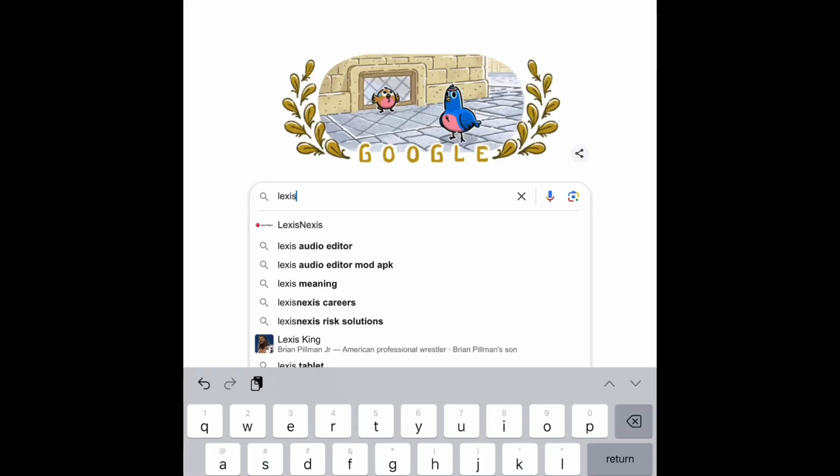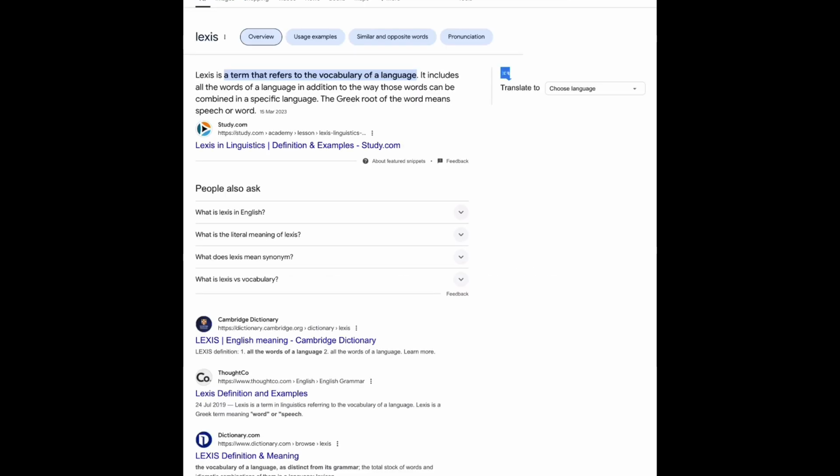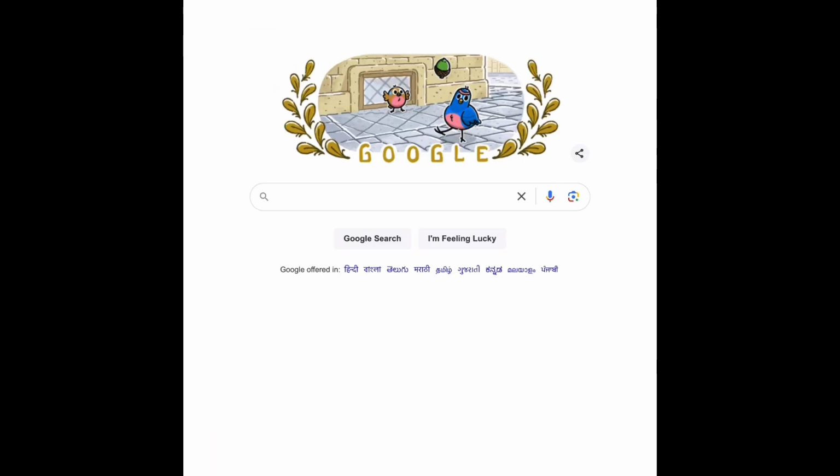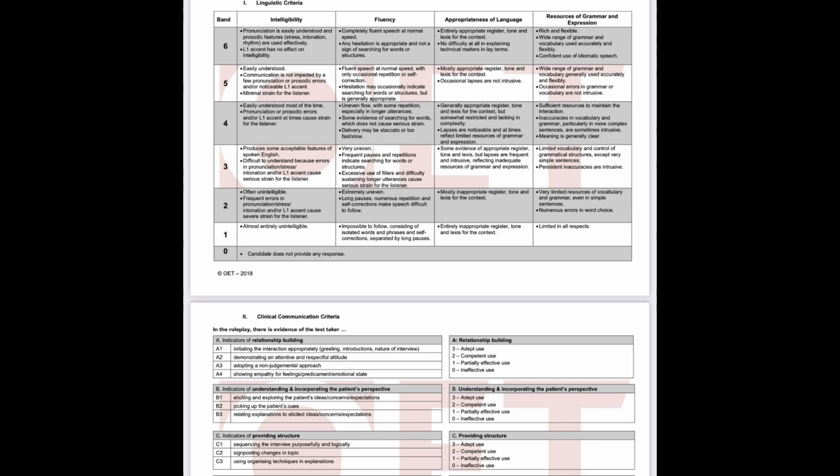Lexis. Lexis is a term that refers to the vocabulary of a language. It includes all the words of a language in addition to the way those words can be combined in a specific language. The Greek root of the word means speech or word. So let's go back to where we were.